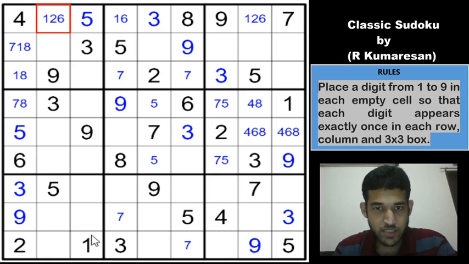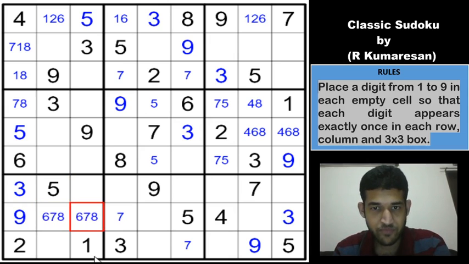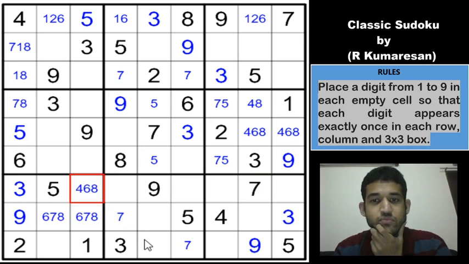And box 7 has 1 2 3 5 and 9. Remaining are 4 6 7 and 8, but 4 cannot be in these two cells because 4 is here, so these two cells must be 6 7 8, and there is a 7 here, so which means this is a 4 6 and 8. The Sudoku seems to be tough already.